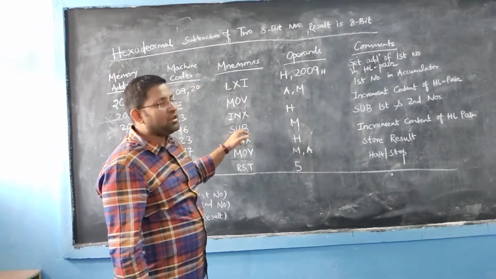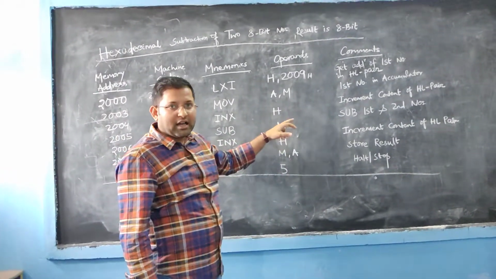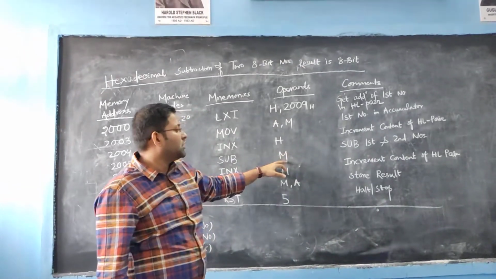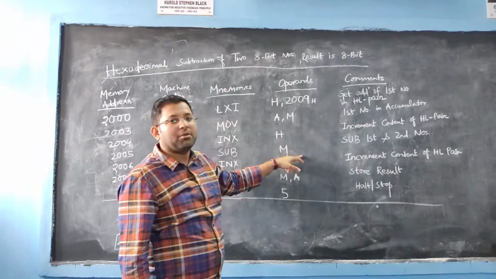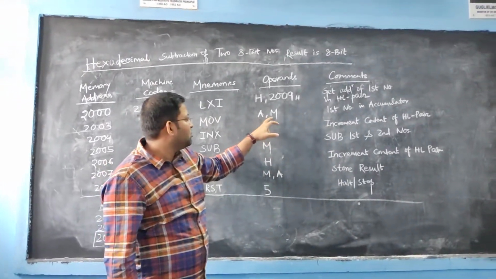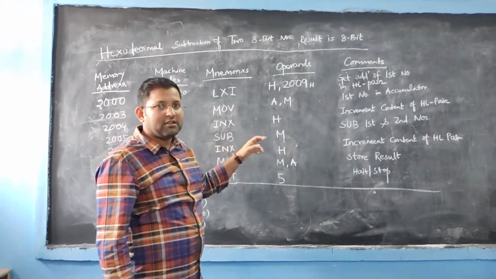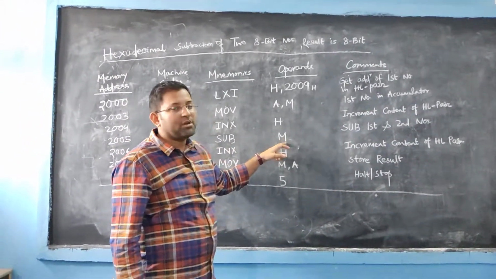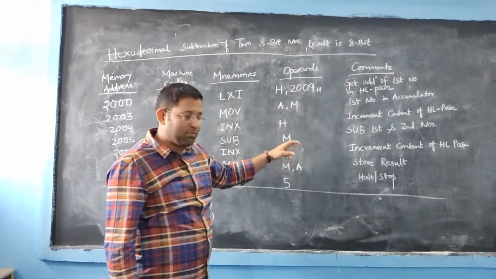Next is your SUB M. That means subtract the content of memory from accumulator. That means content of memory, the second number, is subtracted from accumulator. In accumulator the first number is there. You moved the first number to accumulator. So you make the subtraction, that is accumulator minus the content of memory, that is second number. And the subtraction result is stored in accumulator.